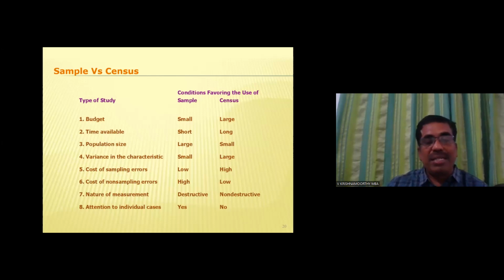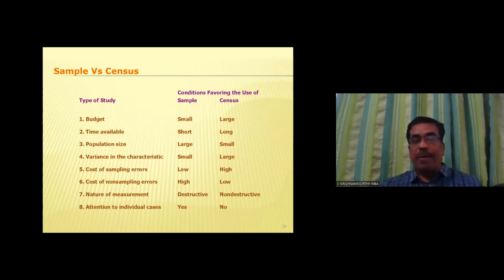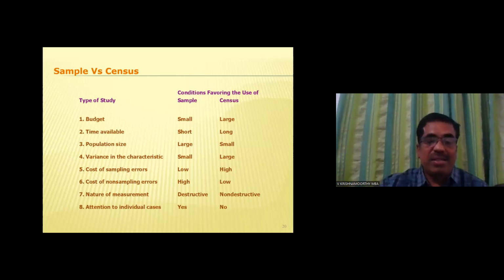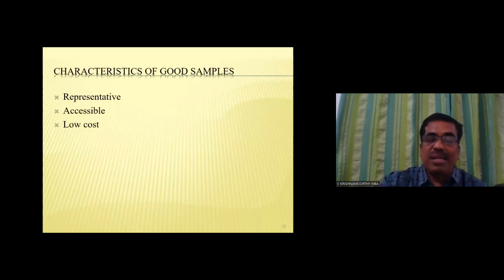Even let's take variance. When the variance of the population is small, you can use a sampling method. When the variance of the population is very high, you can use census. Similarly, when you use the sampling method, the cost of sampling will be very low. These are the various aspects to be considered before we decide whether to use sampling or census.